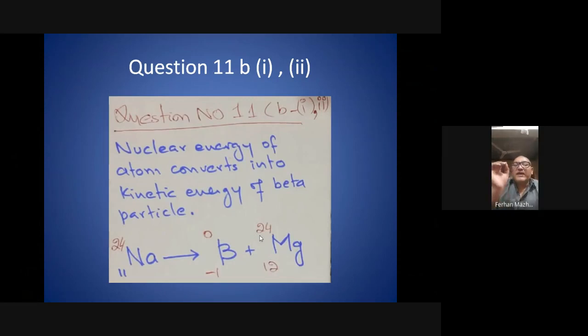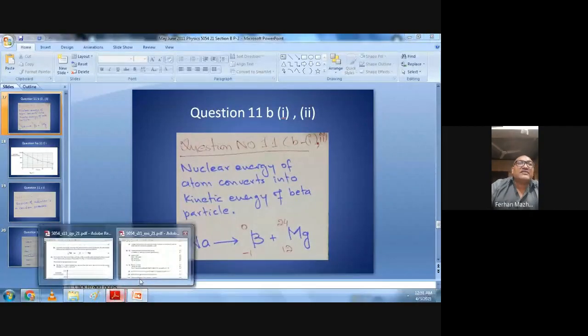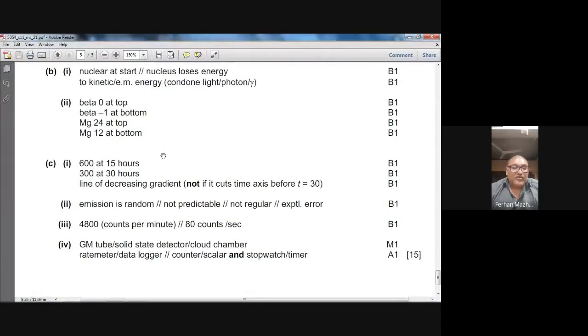So remember, when a beta particle is given out, the daughter nucleus proton number increases by 1, and its mass number does not change. Its mass number is equal to the mass number of the parent nucleus, but its proton number is one more as compared to the proton number of the parent nucleus. That's what happens when a beta particle is given out. So let's check the marking scheme, what the marking scheme says. The marking scheme is on your screen. Hopefully you can see this.